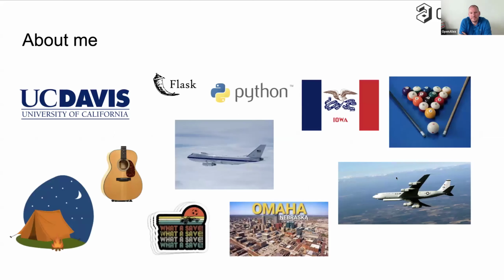Here's a little bit about me. I went to UC Davis in California, really into Python, Flask, Django. I'm from Iowa. I currently live in Omaha, Nebraska. I had the pleasure of flying on some of these airplanes pictured there in the Air Force. I like shooting pool, playing Rocket League, and doing things that aren't programming on the weekend, occasionally like camping.